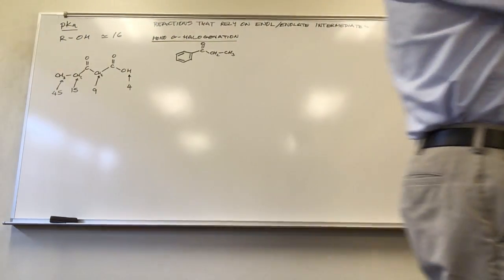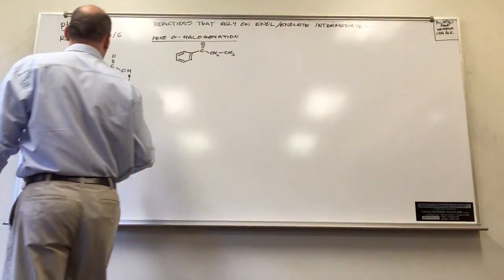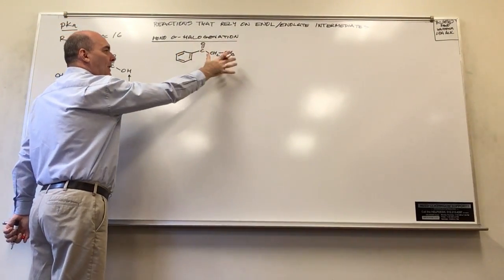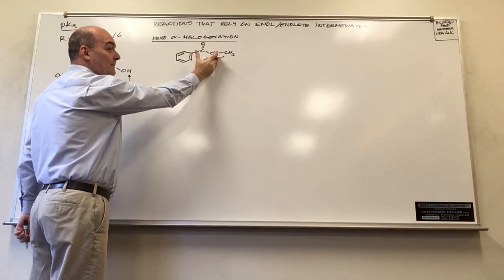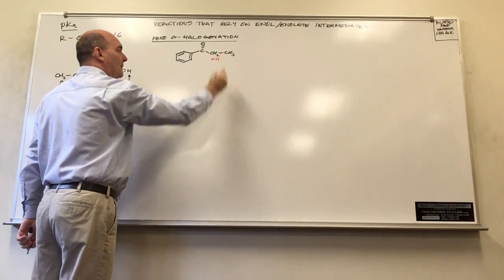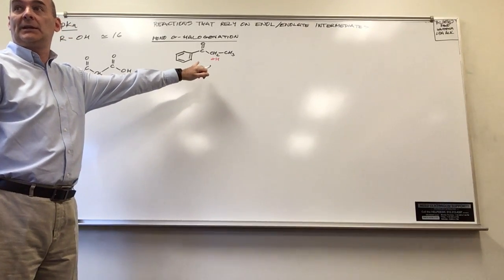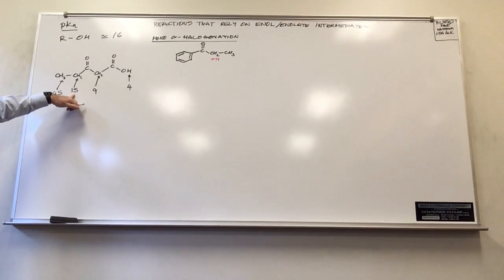Only has alpha hydrogens on one side. If I had this be an aldehyde, I would also only have alpha hydrogens on one side. But it's a ketone. Those are my alpha hydrogens. They can be replaced. They're a little bit acidic. The pKa should be about here. It should be about 15.